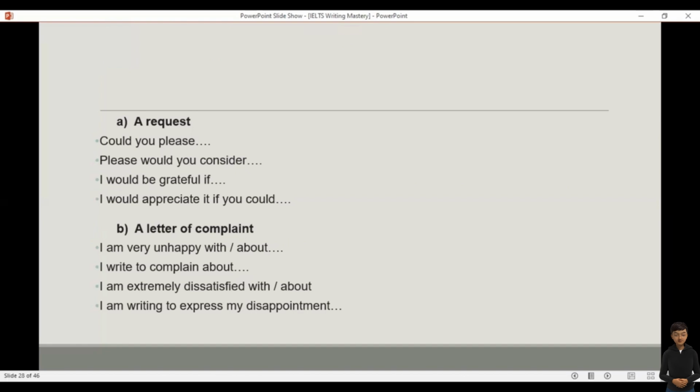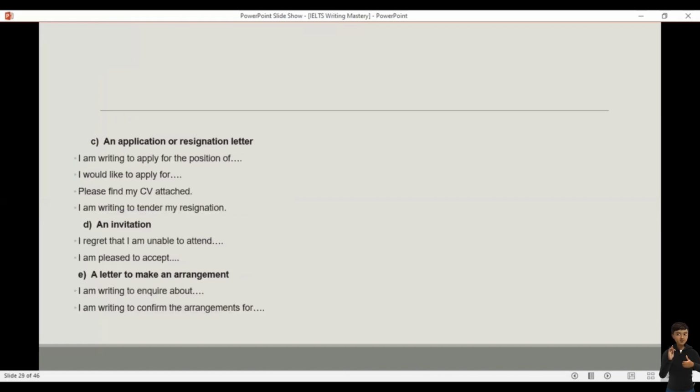Now we have formal letter vocabulary for a request letter. Could you please, would you consider? I would be grateful if. I would appreciate it if you could. Next, we have a letter of complaint. I am very unhappy about. I write to complain about. I am extremely dissatisfied with. I am writing to express my disappointment. So that's the wording for a complaint letter.